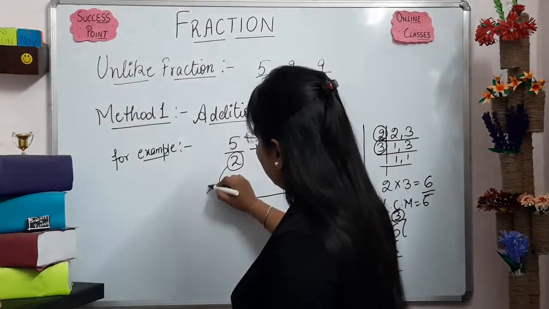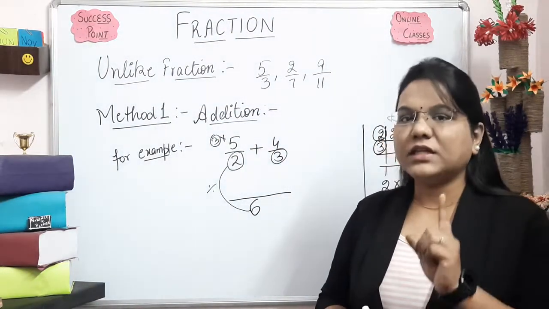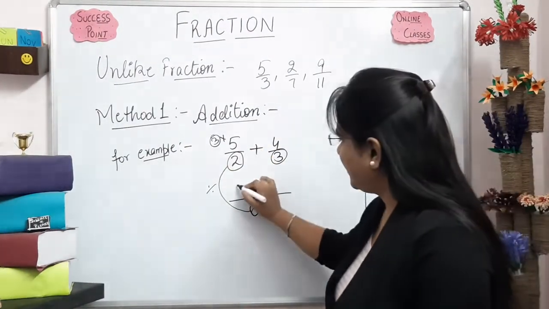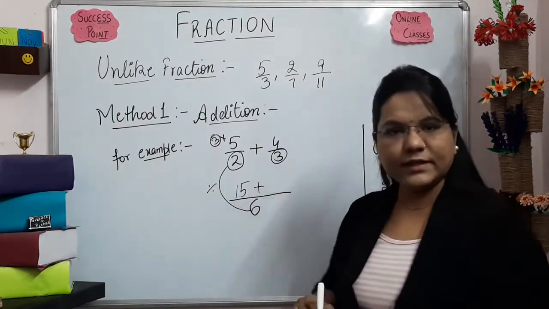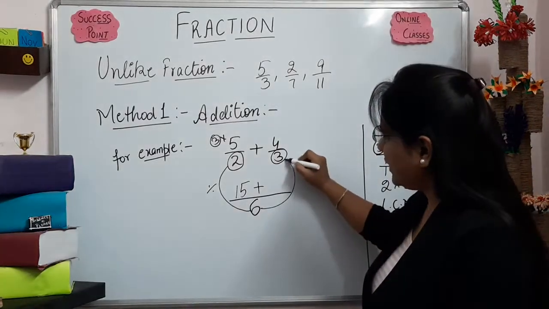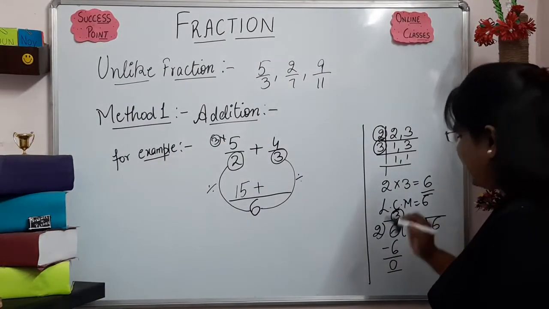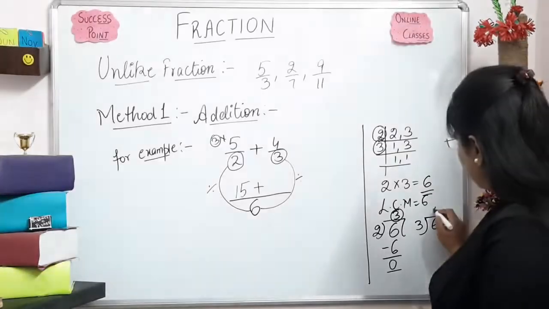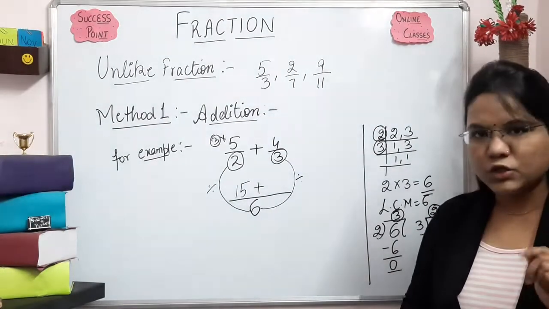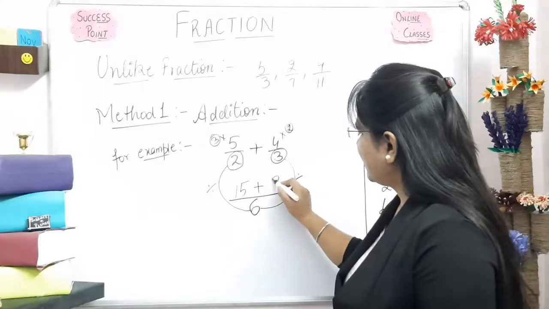Correct. Now the answer we get, we just need to multiply with the numerator. 5 threes are 15. Done. The same steps we have to follow for the second one. Now 6 we will divide by 3. 3 twos are 6, so we get the answer as 2. Correct. So this 2 we need to multiply with our numerator.